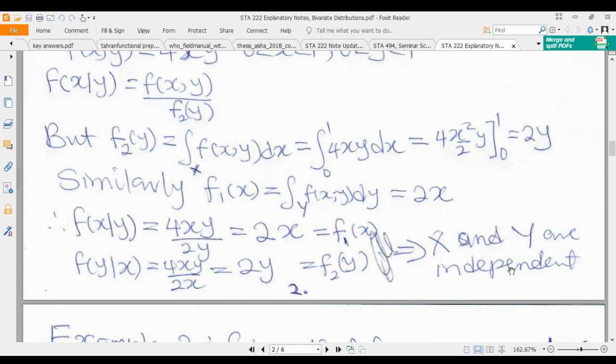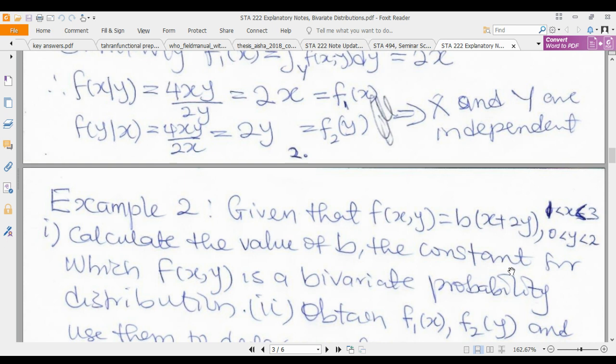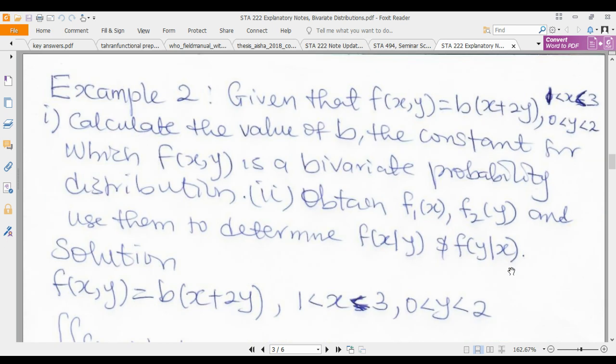So we have proved independence using the conditional density functions of f of x given y and f of y given x. If x and y are independent, then the conditional will be equal to the marginal. If they are not independent, the conditional will not be equal to the marginal.